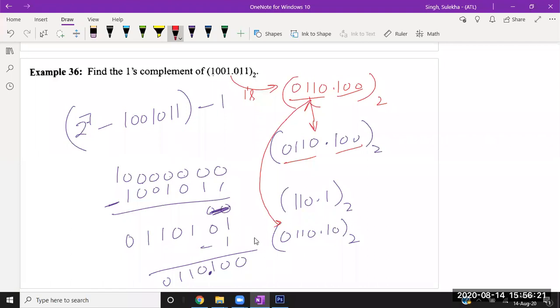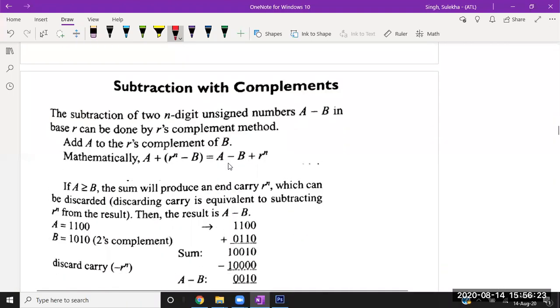Okay then, now we will deal with the subtraction process. We need to subtract one number from another number.